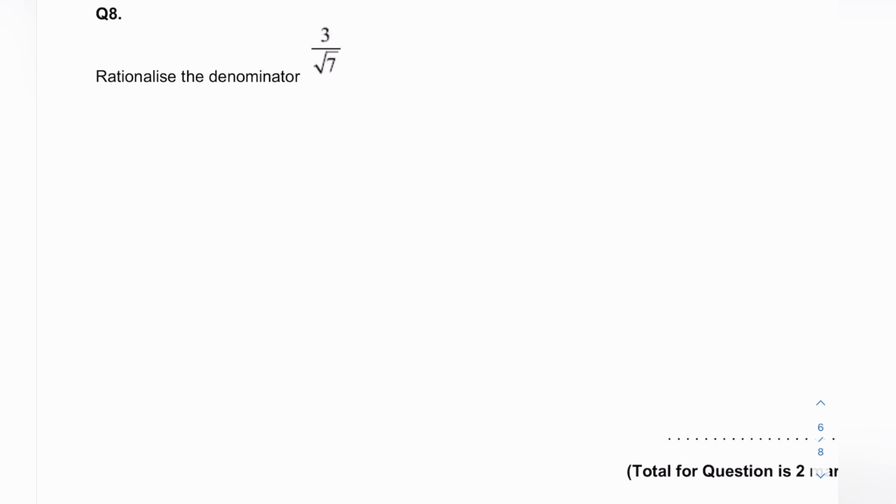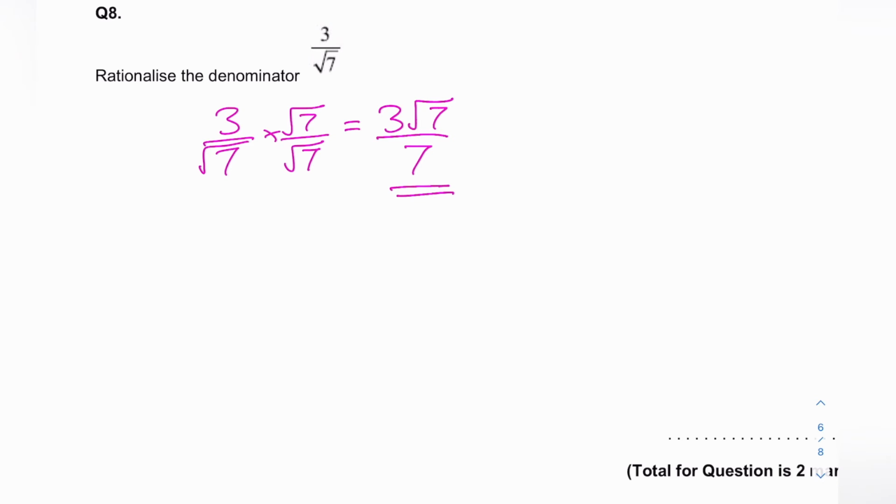Question 8 again is very similar. This time we're timesing by root 7 over root 7, because we multiply by whatever our denominator is. We have to multiply both top and bottom by the same thing, because in effect what we're multiplying now is 1, because root 7 over root 7 is equal to 1. So therefore we're not changing our question. Now if we multiply our numerator, we get 3 root 7, and we multiply our denominator, we get 7. Just double check that you don't need to simplify. We can't simplify it, so that's your final answer.